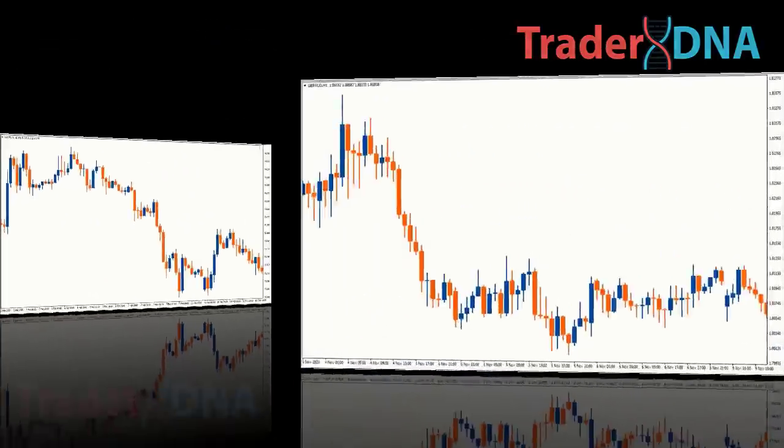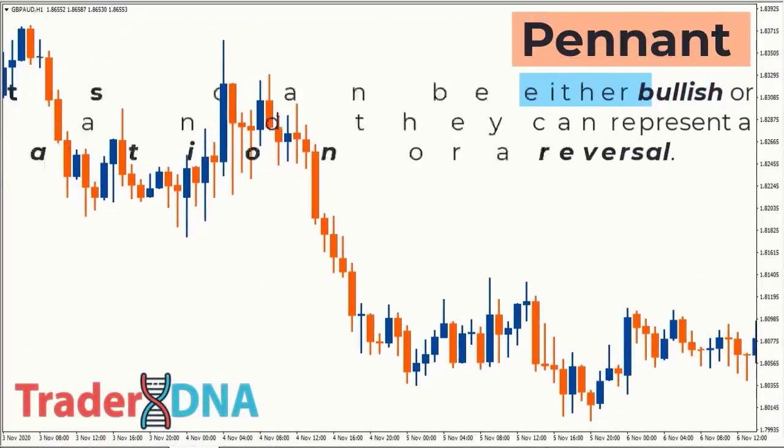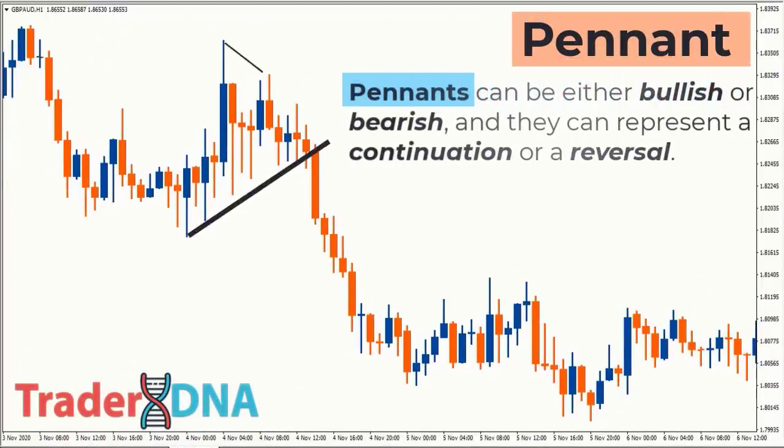10th. Pennant. Pennants can be either bullish or bearish, and they can represent a continuation or a reversal. When trading, the same approach can be applied to both the bullish and bearish pennant patterns. However, the bullish pennant will have a long bias and the bearish pennant, a short bias. Traders should look to enter the trade on confirmation of the breakout after a sudden, sharp move in price.